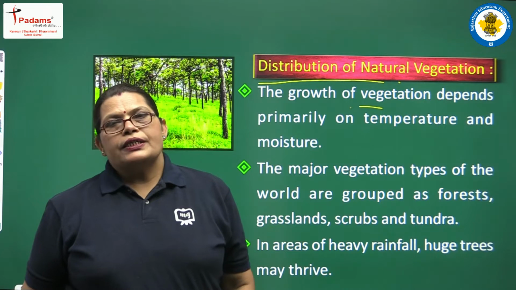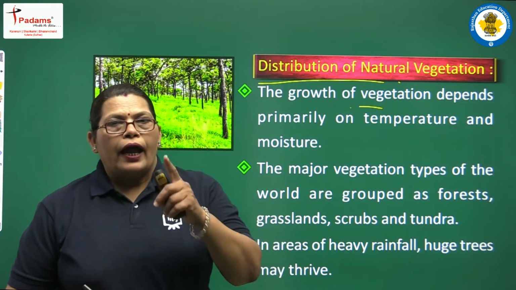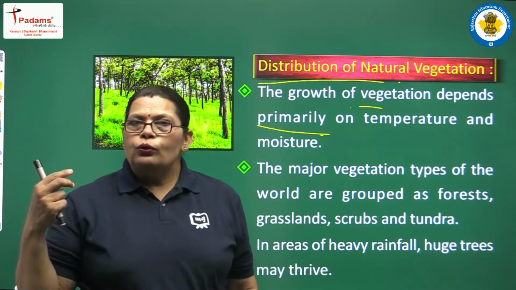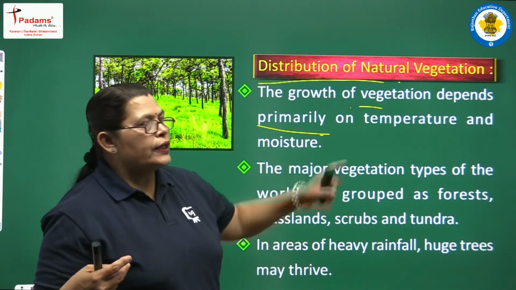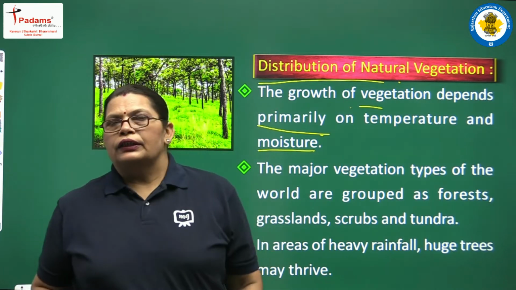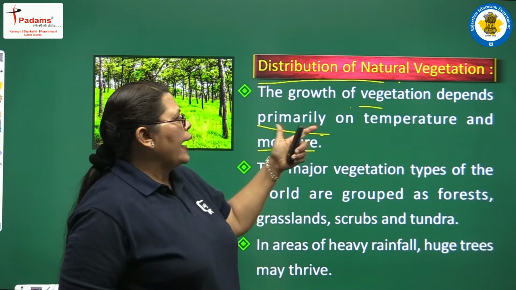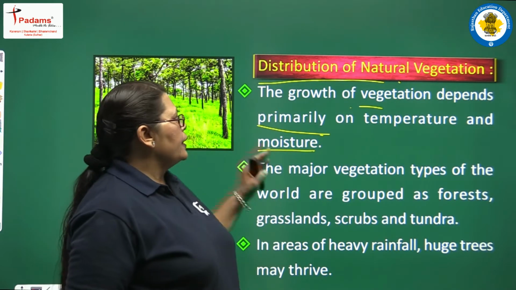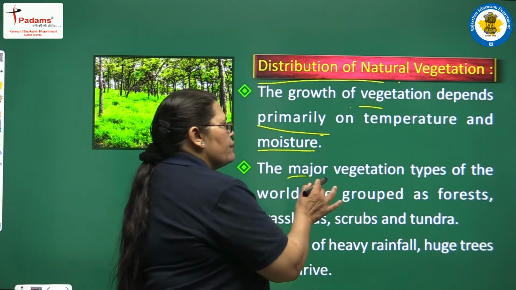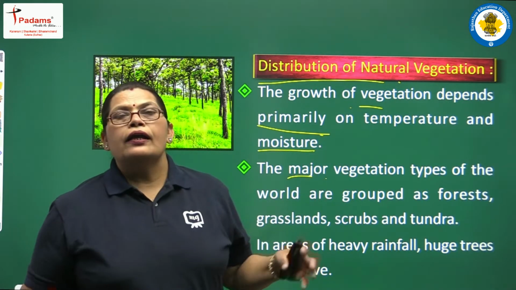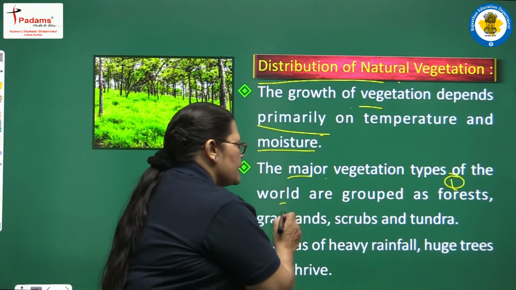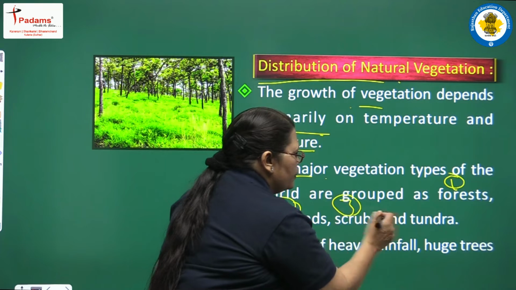See, the growth of vegetation depends on many things, and first of all depends primarily on two resources. First one is the temperature and second one is the moisture. Yes, where moisture and temperature is there, then natural vegetation grows very well there. The major vegetation types of the world are grouped as forest, grasslands, scrubs and tundra.